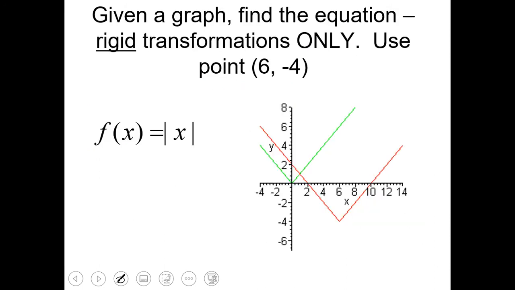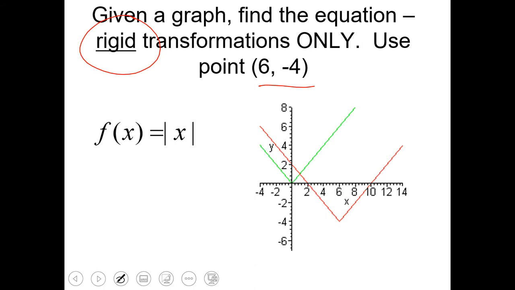And then finally, the last thing you have to be able to do is write me an equation for a transformed graph. Here's where you're going to want to pay special attention to rigid versus non-rigid. If I tell you that it's only rigid, that means you can assume there is no stretching or shrinking, and these are much, much easier to do. So the original absolute value is there in green. I'm asking you for the equation of the red one. I'm telling you that the point 6, -4 is for sure the vertex.